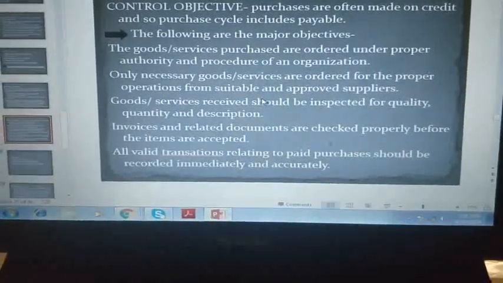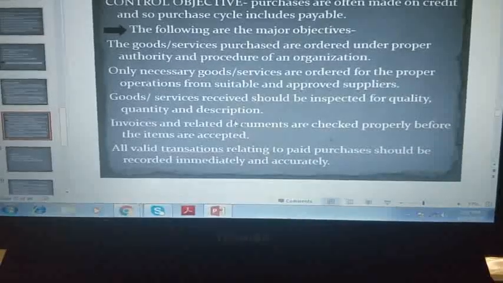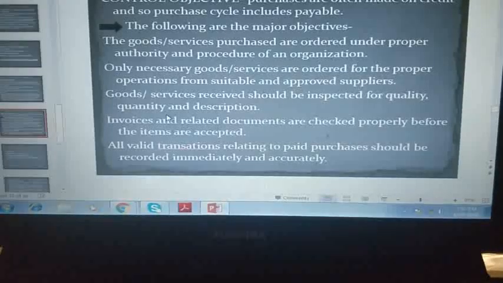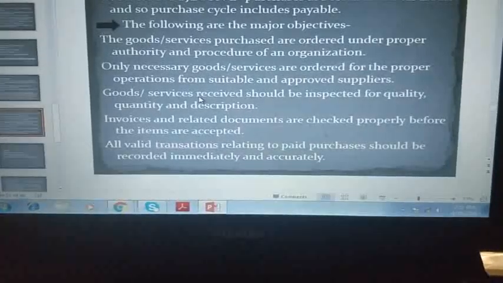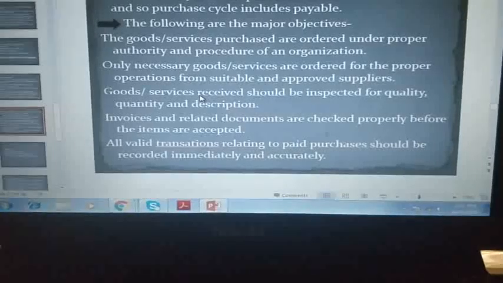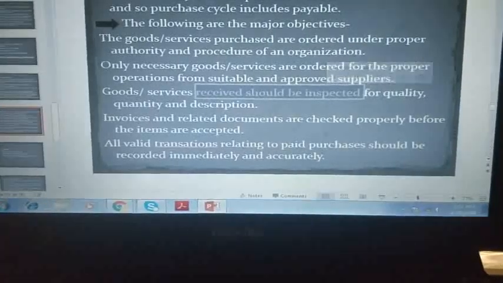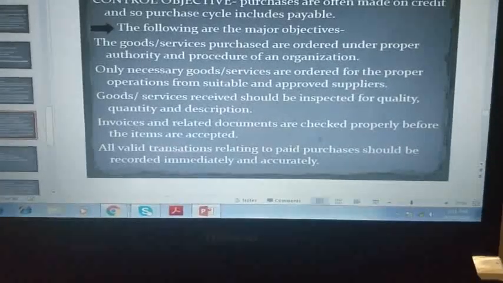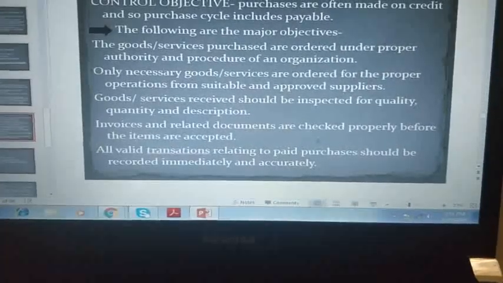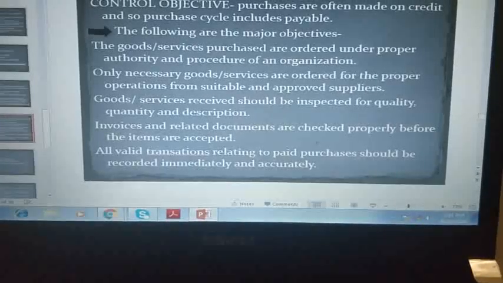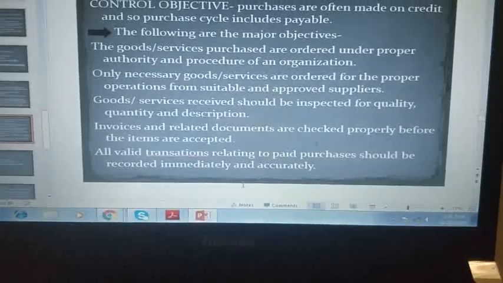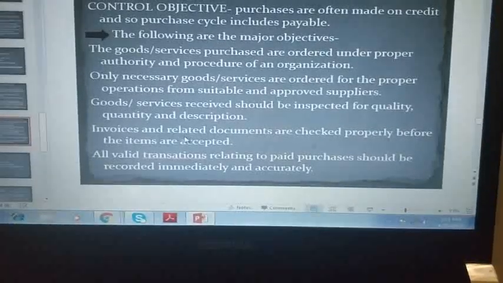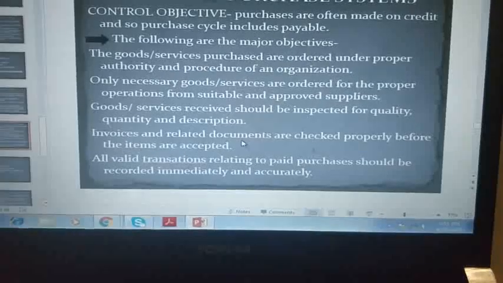Okay, you should also make sure that only necessary goods and services are ordered, right? Now, goods and services received should be inspected for quality and quantity description. Before actually proceeding with it, you should also provide for the inspection of the quality and the quantity. You should give the description of what the quality of the product is and what the quantity of it will be. Okay, then invoices and related documents are checked properly before the items are accepted. You should make sure that the invoices are properly checked before they are actually accepted.